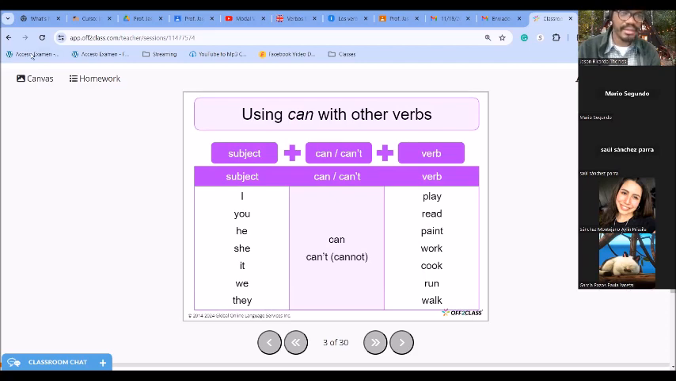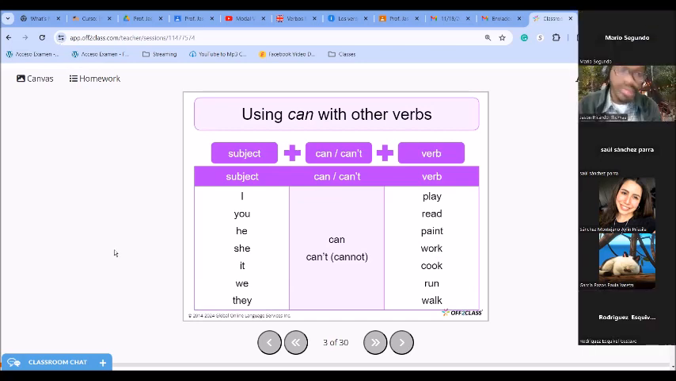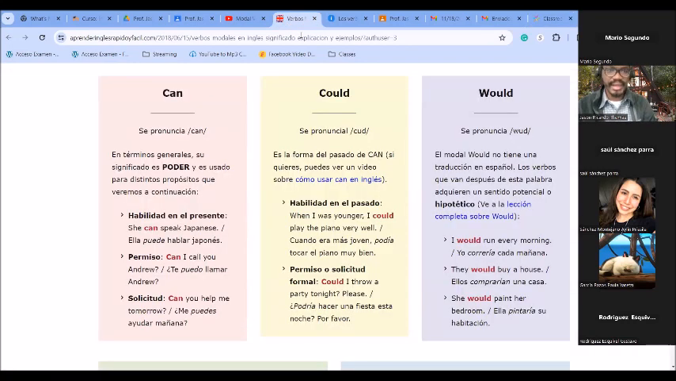Now let's dive in. Let's start with, let's see who this is, with Paula. Let's start with you, Paula. Let's look at the uses again, but now specifically for can. All right. When do we use can, Paula? Can you see my screen? Yes.